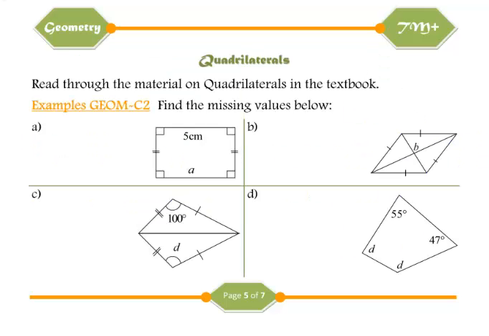Now let's look at quadrilaterals. Again, read through the material on quadrilaterals in the textbook. I don't want to bore you by me just reading it out. Make sure you understand what each type of quadrilateral is: squares, rectangles, rhombus, parallelogram, kites, and trapeziums. So in this exercise we're finding the missing values below.